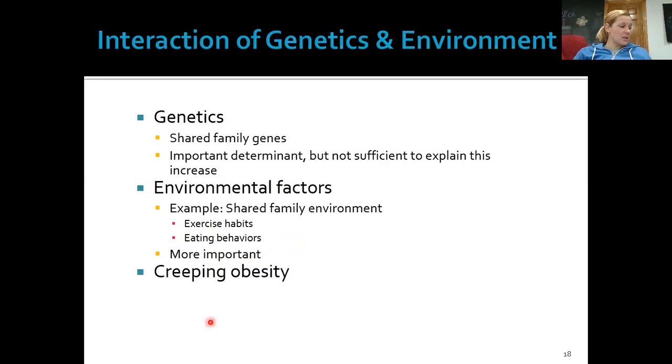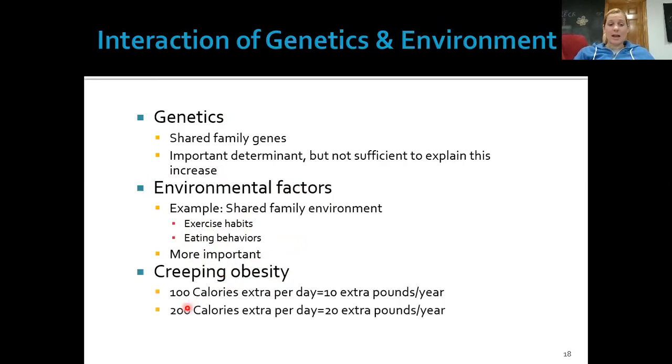So creeping obesity is interesting. Creeping obesity is caused by an increase in calorie intake and a decrease in physical activity. 100 calories extra per day is 10 pounds per year. 200 calories extra per day, 20 pounds per year. So that's freaking insane.